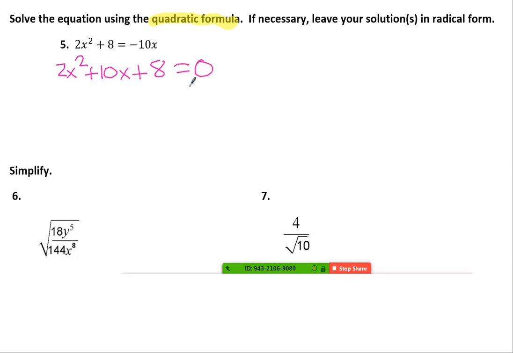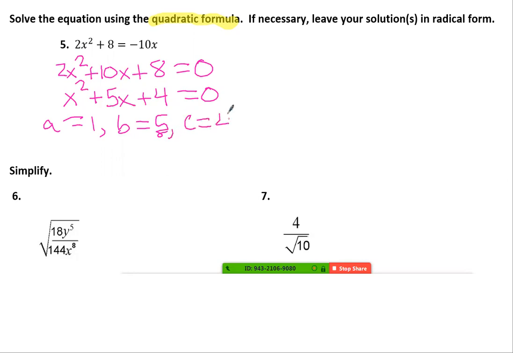And then you don't have to do this, but let's make it as simple as possible. Let's divide everything we can by 2. That way we just have smaller numbers to deal with, which can make our lives a little easier. So I'm going to divide everything by 2, and I get x squared plus 5x plus 4 equals 0. So then a is equal to 1, b is equal to 5, and c is equal to 4. Remember, if you make it thick enough, kids, it's all good.